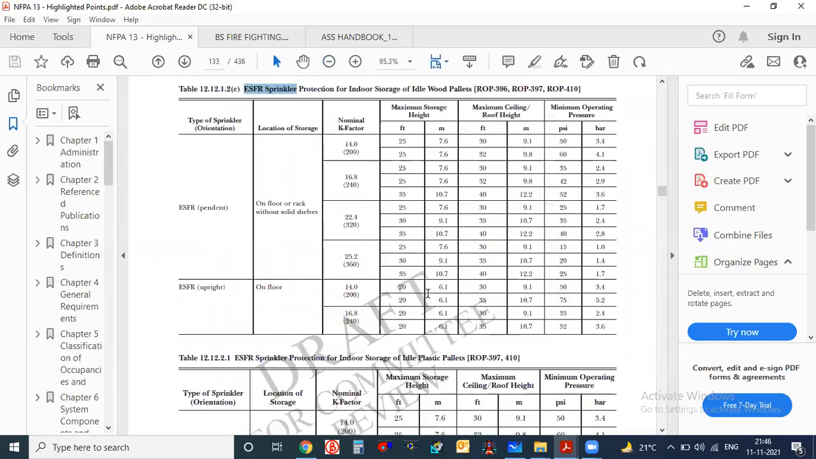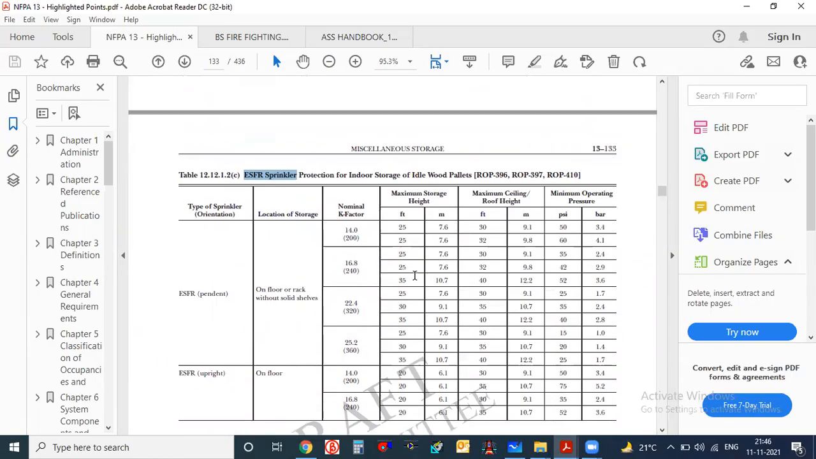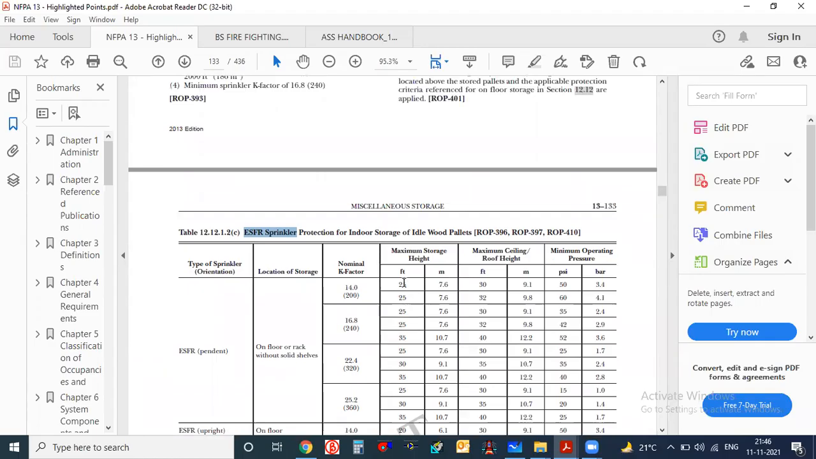How can we conclude which type of system shall be used, either ESFR, CMSA, or CMDA? That is what we have to dig out, which system we are going with. Because in storage type of buildings, we have to go to a very extreme level, because you have to check so many things.